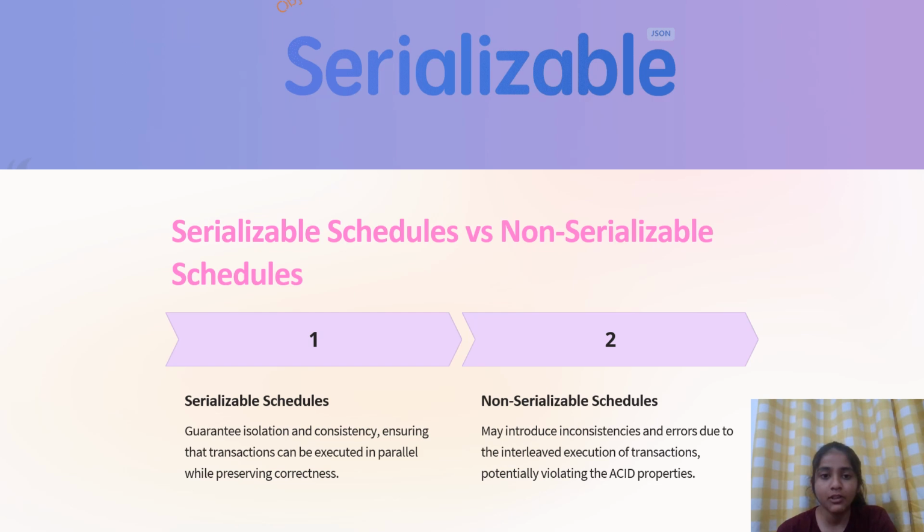Now let's see the difference between serializable schedules and non-serializable schedules. Serializable schedules guarantee isolation and consistency, ensuring that transactions can be executed in parallel while preserving correctness. Whereas non-serializable schedules may introduce inconsistency and errors due to the interleaved execution of transactions, potentially violating the ACID properties.